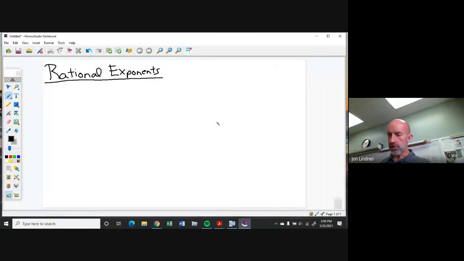Let's start learning about rational exponents today. And in the math world, remember that a rational expression of any kind is just another word for a fraction. So just keep that in mind: when we talk about rational exponents, we're talking about fraction exponents. But before we do that, we need to talk about what is a root.